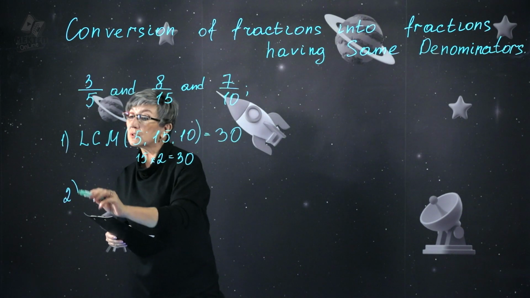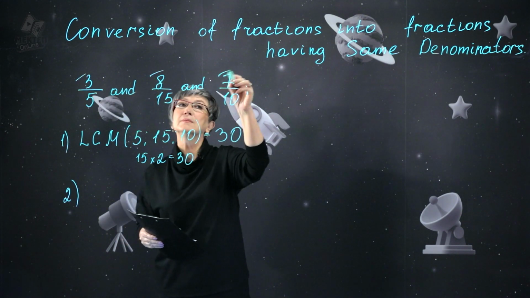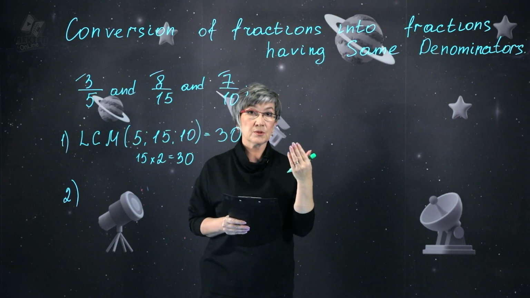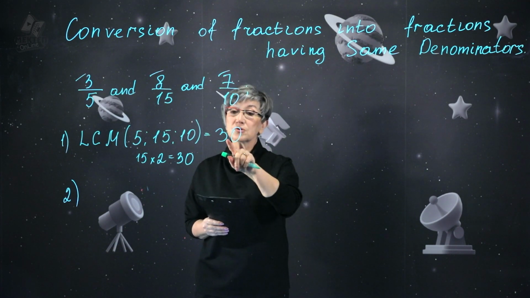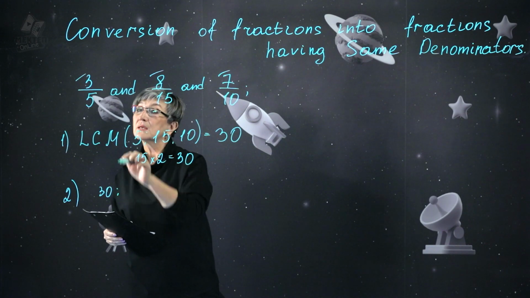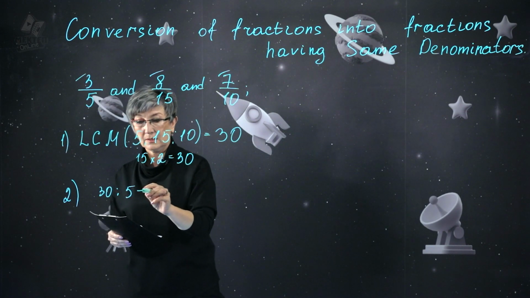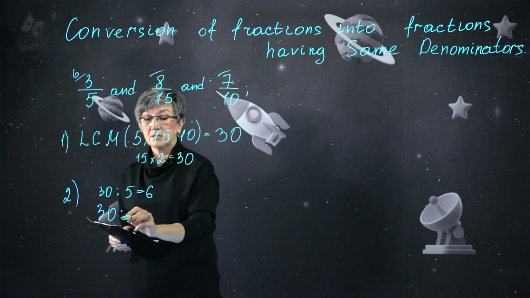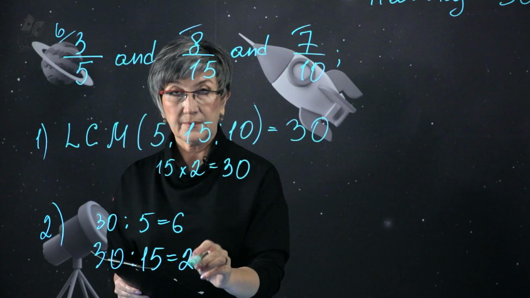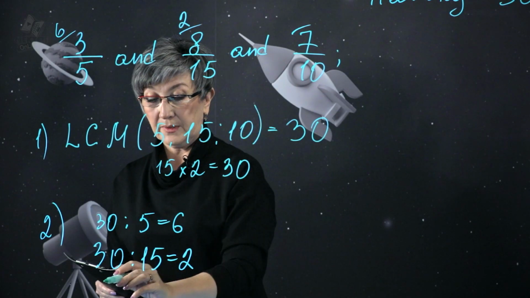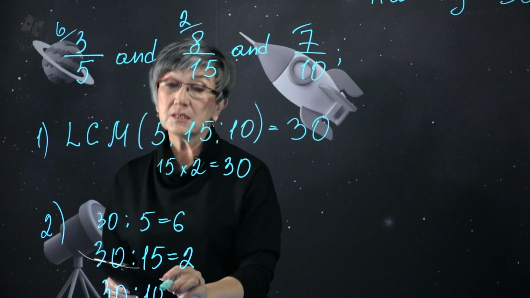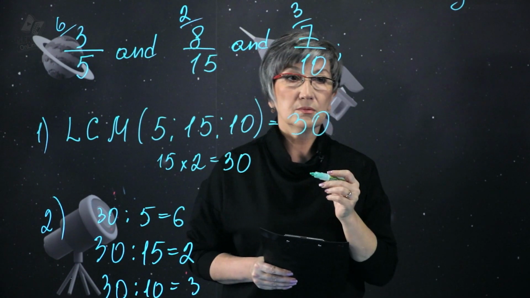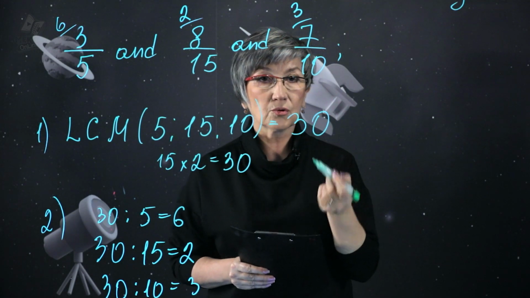Second, what do I need to do? I need to write down the additional factors, such as my little hint regarding what I have to multiply the numerator and denominator by. What am I doing for this? I am going to divide 30 by 5. It's going to be 6, and I'll write down this 6 here. Then I'll divide 30 by 15. I am obtaining 2, and I will jot down this 2 here. Following that, I will divide 30 by 10, and I come to the final result of 3, and I will position this 3 next to the third fraction.